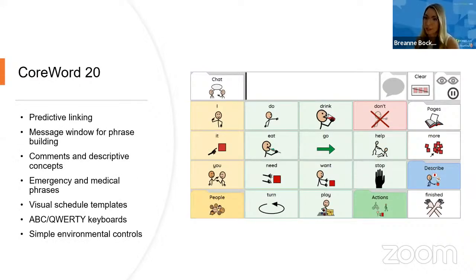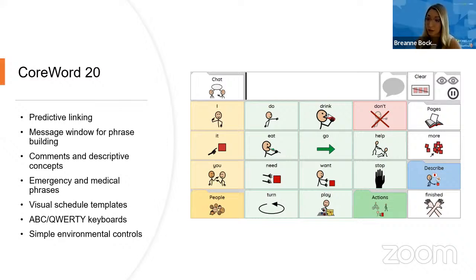CoreWord 20, we're going to see predictive linking, which means we're anticipating and suggesting words as communicators use the vocabulary. And this makes communicating on the system faster. So unlike CoreWord 6 and 12 that were a little bit more phrase-based, you can see this is now broken down into individual word classes. So you're now having to build those phrases yourself and break them out into their individual words.